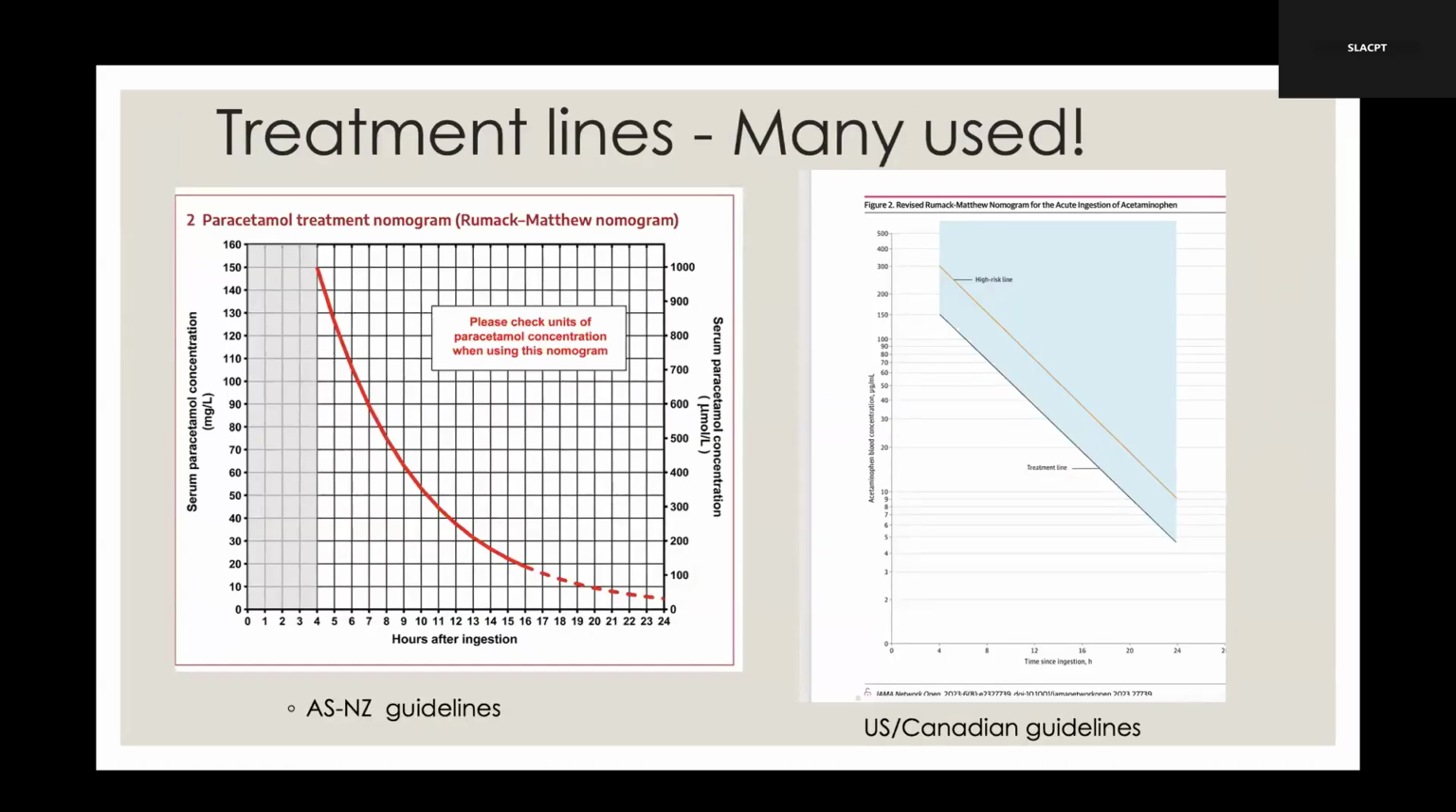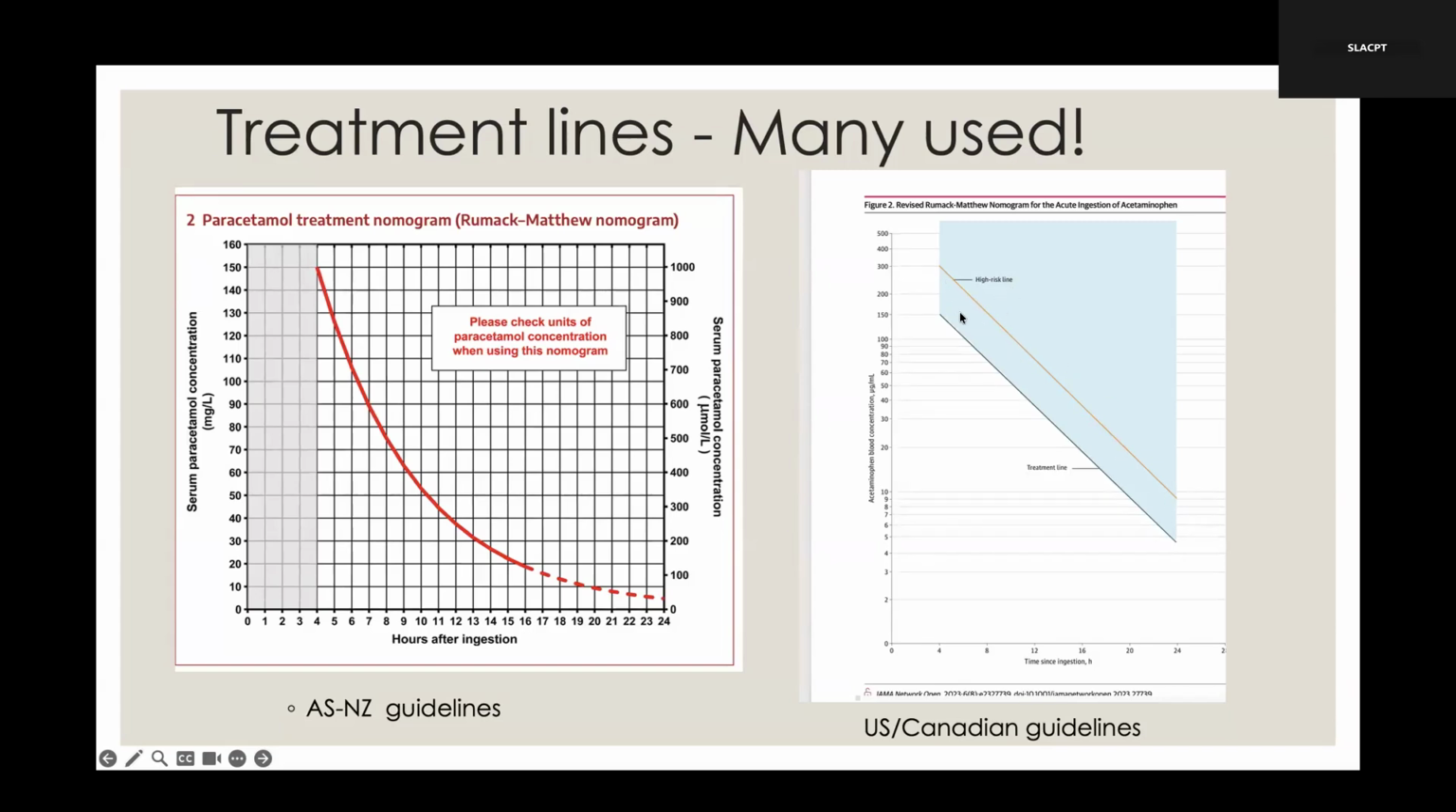So treatment lines, as I mentioned, many lines are used. One of the most commonly used is the Australia New Zealand one. This is the one that we were also using earlier, which starts at 150 milligram per liter, or 150 microgram per deciliter, at 4 hours, and then at 20 hours about 20 milligrams per deciliter. And it's a curved line. And the US and Canadian line, again, has a starting point of 150 at 4 hours, but the high risk line starts at 300 milligrams per liter and then comes down.